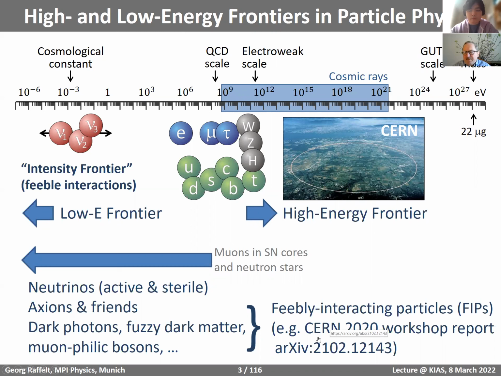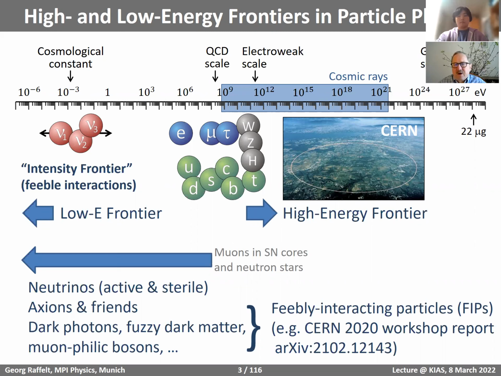And you can look up some of the details in this report of the CERN workshop on these FIPs, so feebly interacting particles. So this is what we're talking about: low mass particles that may or may not exist as an extension of the standard model. The heaviest particles that may play a role in astrophysics are possibly muons that exist in supernova cores and neutron stars, but this is about the highest mass that one can consider. Everything else is lower mass. So that's the kind of particles we are talking about in this lecture, and for which stars can be interesting.